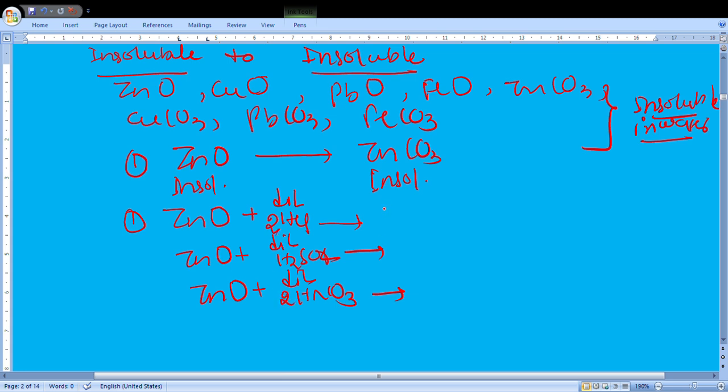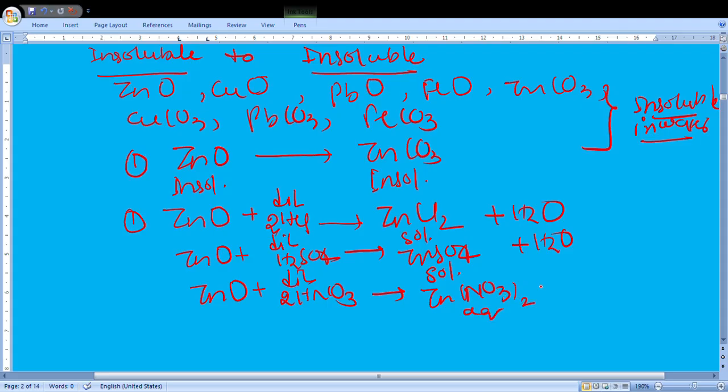So what will be the product? First one, ZnCl2 plus water. ZnCl2 is soluble in water. ZnSO4 plus H2O, ZnSO4 is also soluble in water. Zn(NO3)2 is also soluble in water. You have made ZnO soluble by converting it into either chloride, nitrate or sulfate. Now you can prepare ZnCO3.